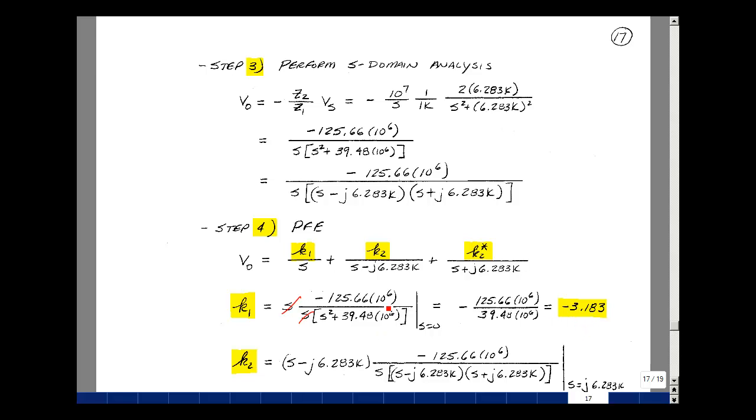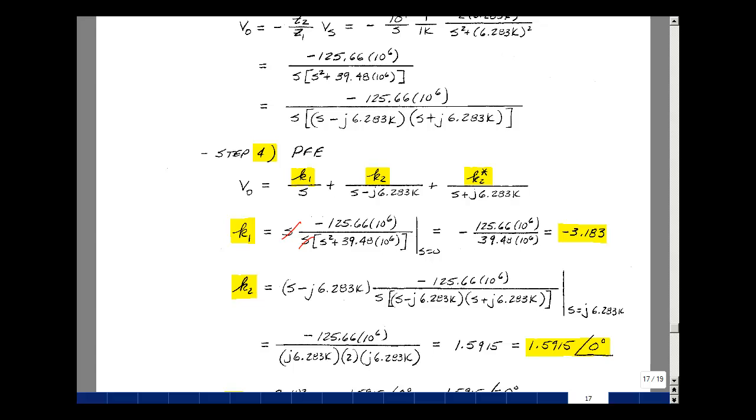Take the same quantity again and multiply it by s minus j 6.283k, and let s equal the positive value of that. We got the following. So we'll have this term canceling with this one. So minus 1.2566 times 10 to the 6 divided by s, which is going to be a plus j 6.283k.